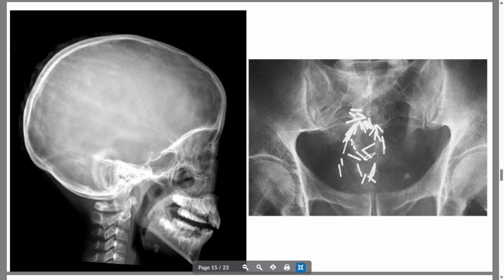On the right, all of these lovely little metallic artifacts sitting in the pelvic basin.